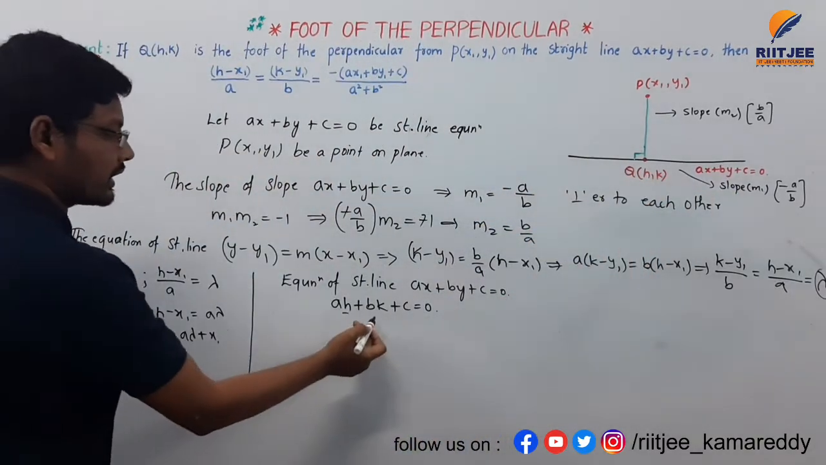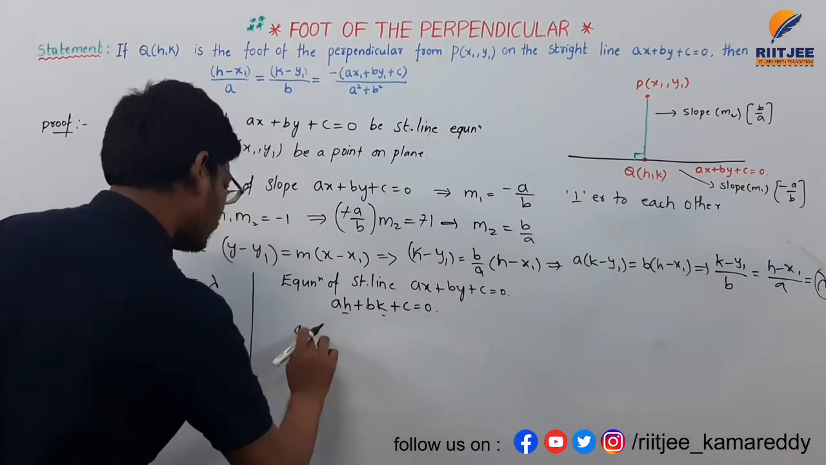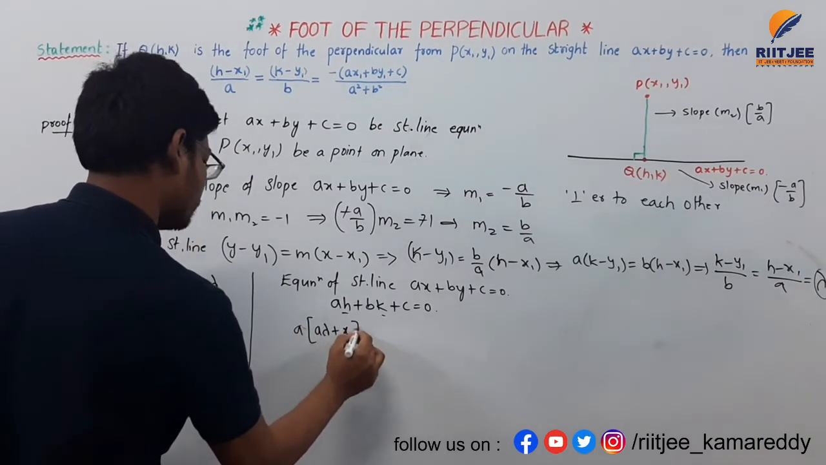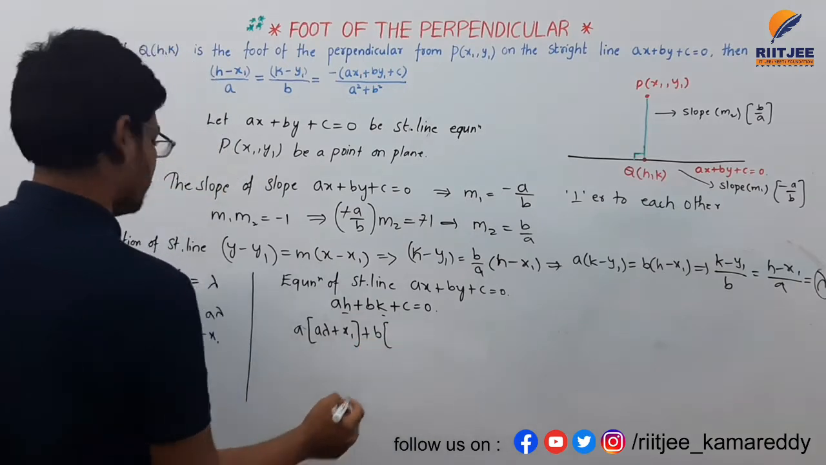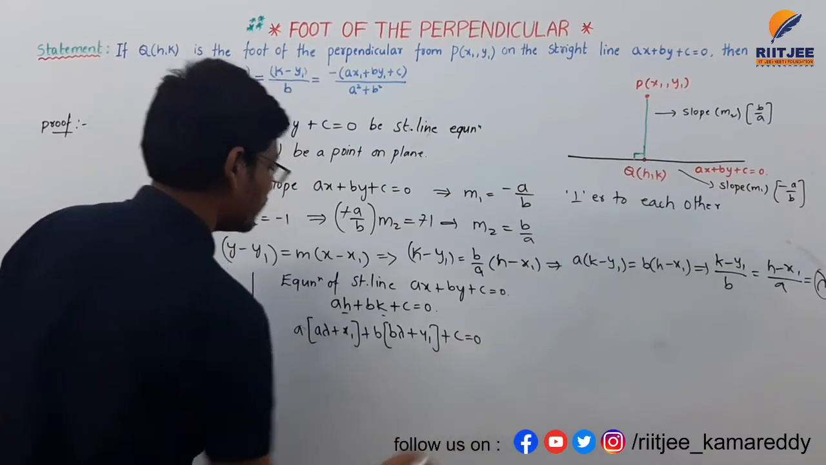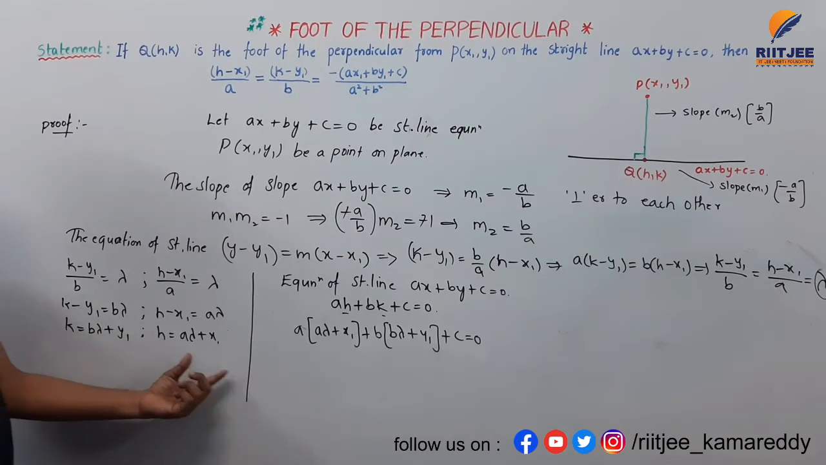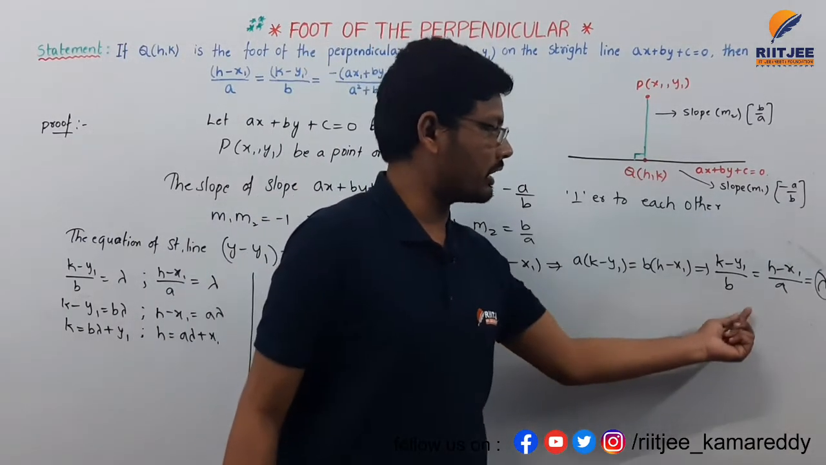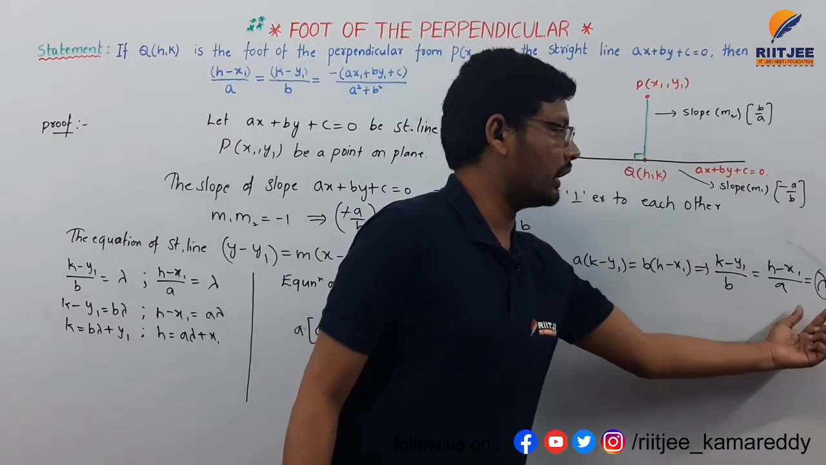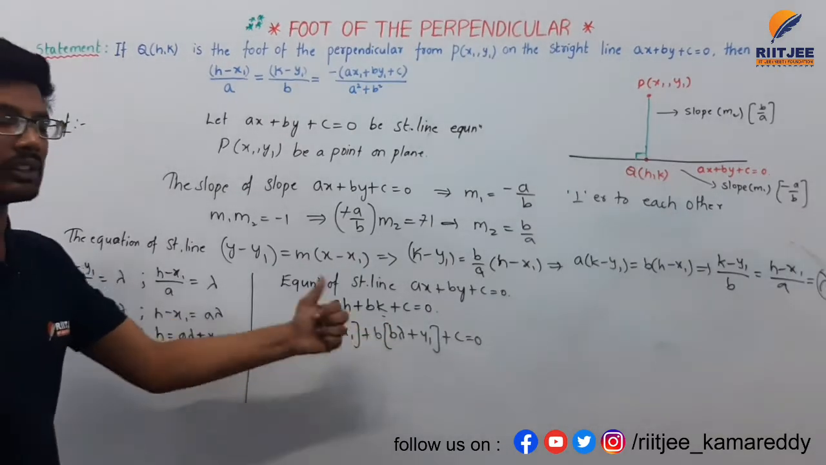So let's substitute h and k. Here we have the h and k values: a of a lambda plus x1 plus b of b lambda plus y1 plus c is equal to 0. Here I am just substituting the h and k values. Here we got the condition k minus y1 by b, h minus x1 by a is equal to lambda. I am comparing these two and these two. From these we got the h and k values, and I am substituting them in this expression.